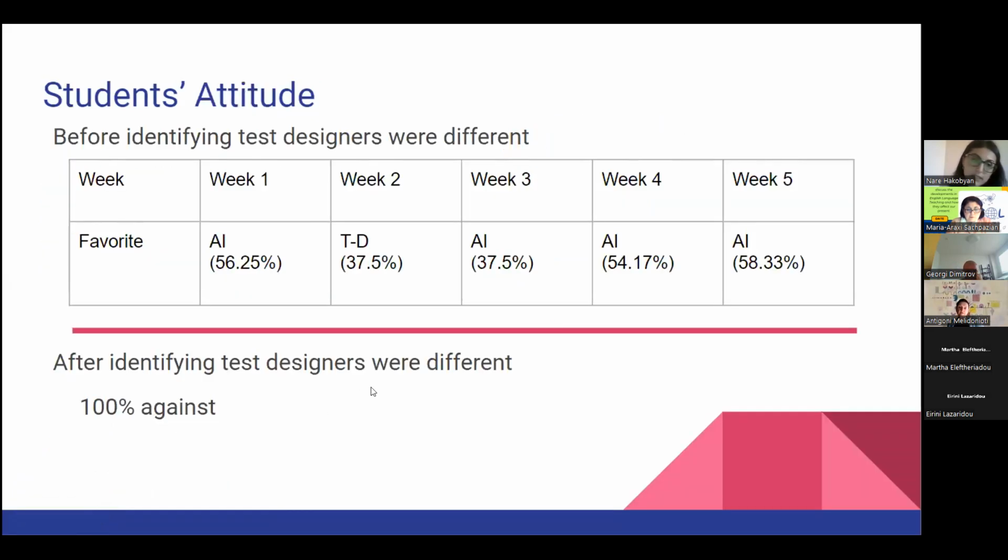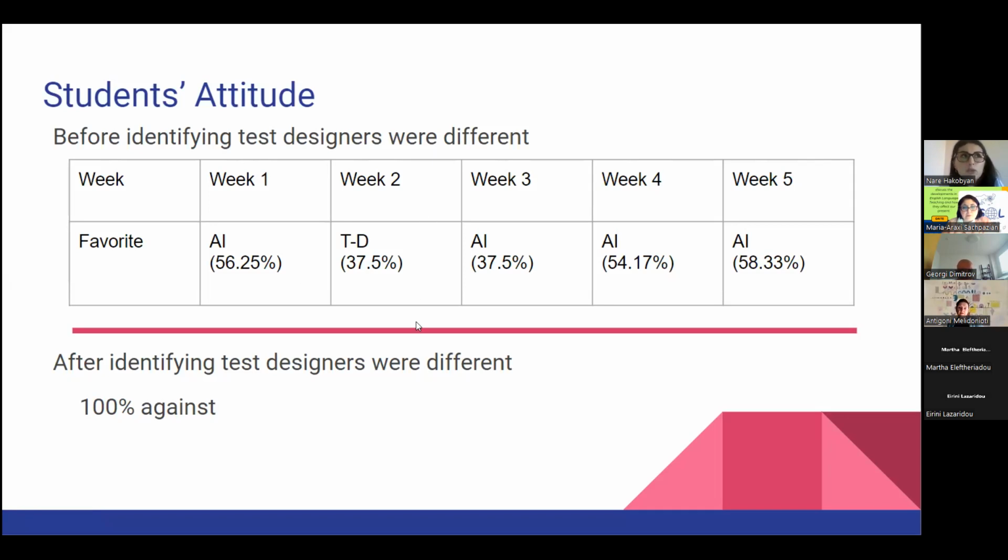As for students' attitude, it is interesting that in the introspective questionnaires, they were quite clear in their choices. For a week, they liked artificial intelligence generally, week 4 and week 5. And there was only 1 week that they voted for week 2.